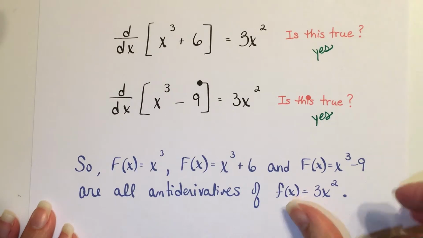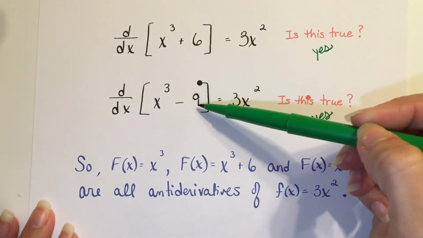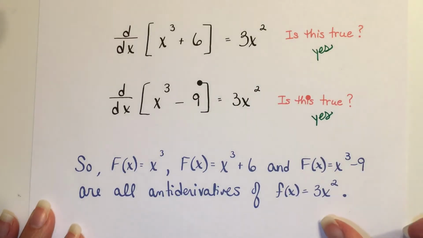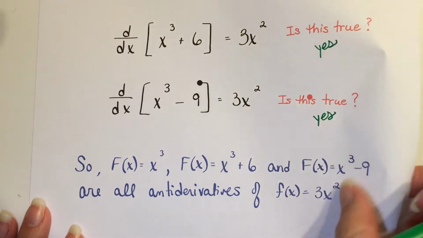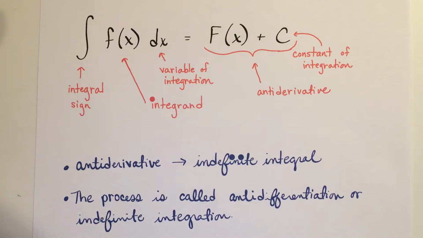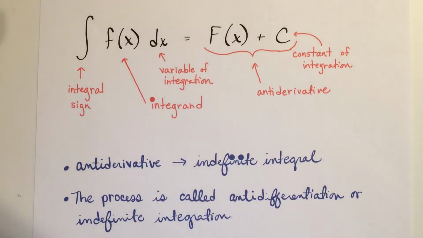Okay, in just a minute, again, keep in mind that having the plus 6 or minus 9 didn't make any difference when we had our derivative over here. Okay, now just some notation here, what things are. All right, this is what's called your integral sign, and that's what's going to tell you that you're being asked to find an antiderivative, okay?